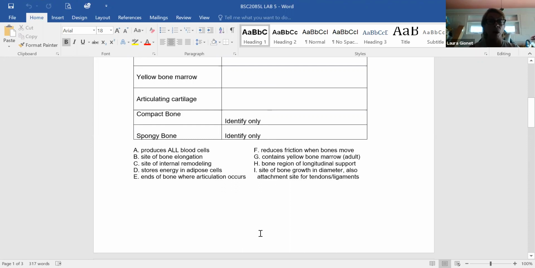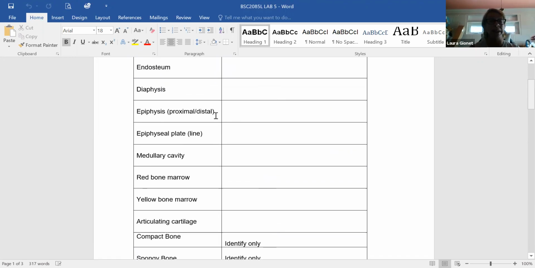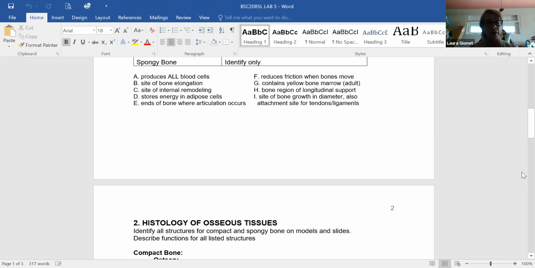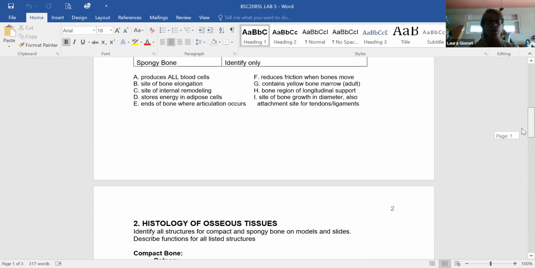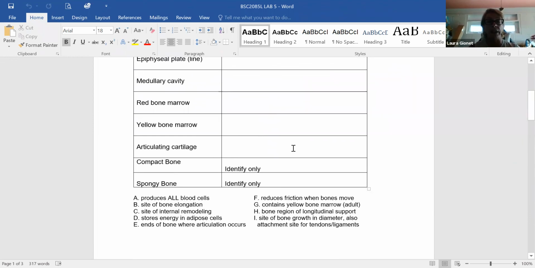E, ends of the bone where articulation occurs. Those are your proximal and distal epiphyses, because those are the knobby ends that we were talking about in lecture, which have hyaline cartilage functioning, the articular ends of the bones composed of hyaline cartilage that reduces the friction between two bones that come together to form a joint. Then we have F, reduces friction when bones move. So that will be our articulating cartilage. As a structure, it's articulating cartilage. The tissue we will find there is called hyaline cartilage.